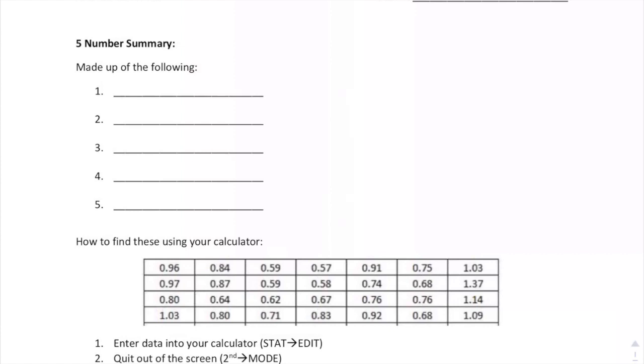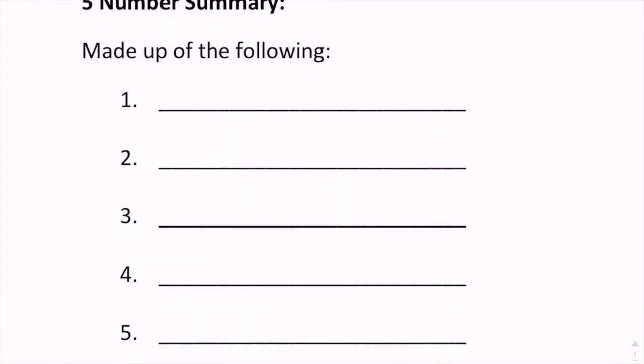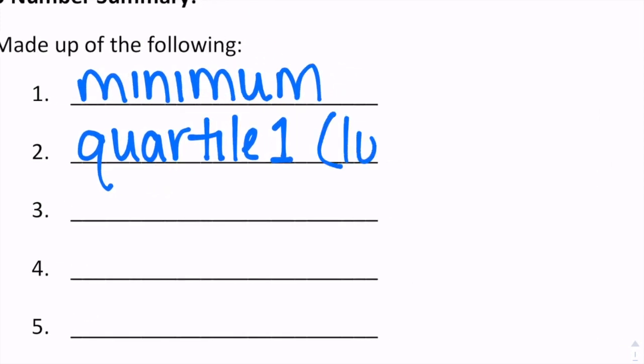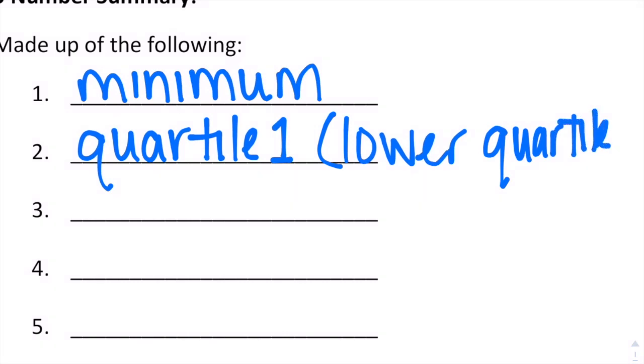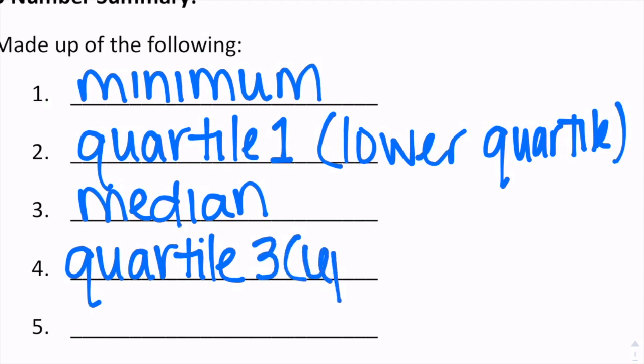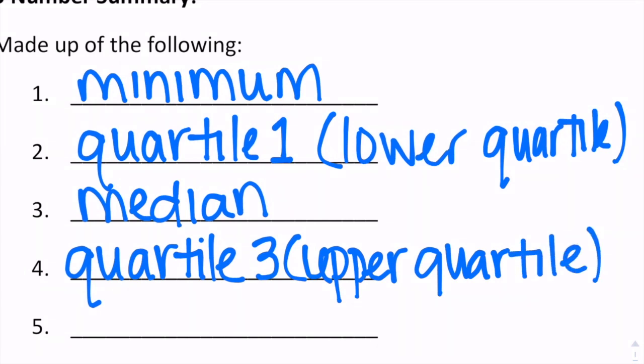Today we're going to review some different pieces of statistics, and so we're going to start with the 5-number summary. The 5-number summary is made up of your minimum, your quartile 1, sometimes this is referred to as your lower quartile, your median, quartile 3, sometimes referred to as the upper quartile, and then your maximum.